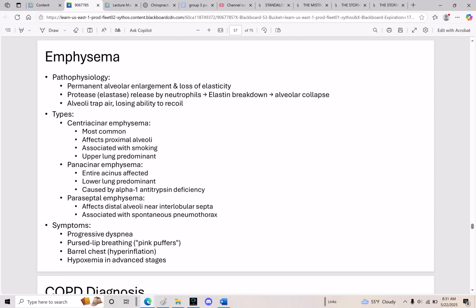So the pathophysiology: permanent alveolar enlargement and loss of elasticity. I can show you the histology, but usually you don't get histology here. In my medical school and nursing school students, we test them on the slide under the microscope. They have to diagnose the patient using just the slide. But I can show you the slide just to show you what the structure will look like. So permanent alveolar enlargement and loss of the elasticity.